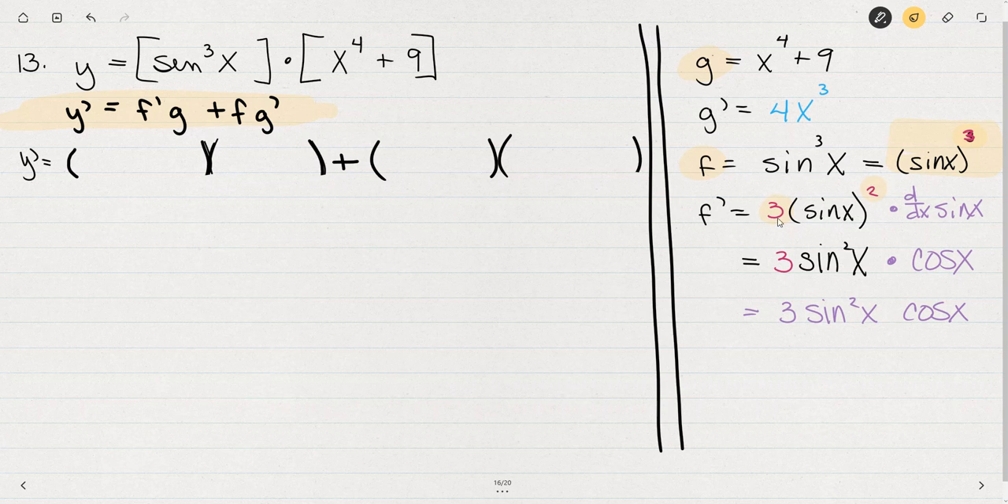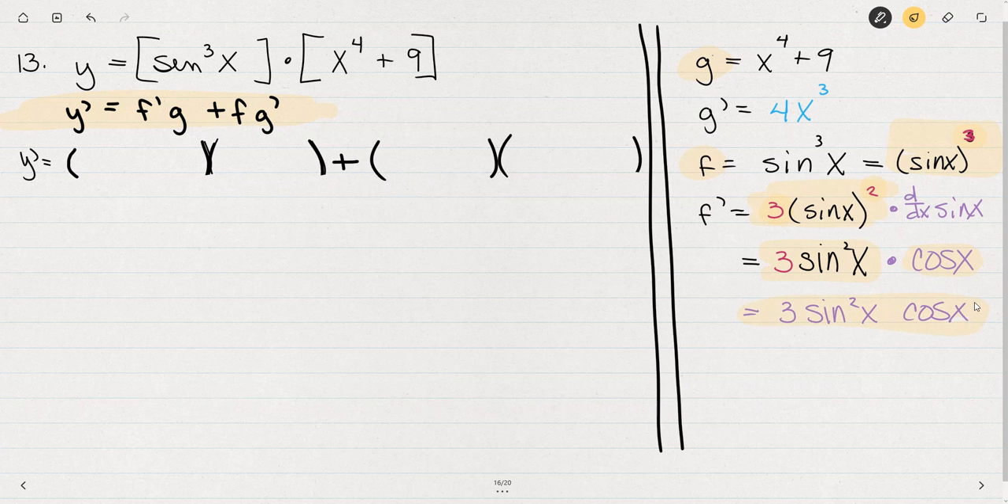When I write this 3 times sine x squared, a better way to format that is to write 3 sine squared of x. And then times the derivative of sine, which is times cosine of x. So the derivative of sine cubed of x is 3 sine squared of x times the cosine of x.